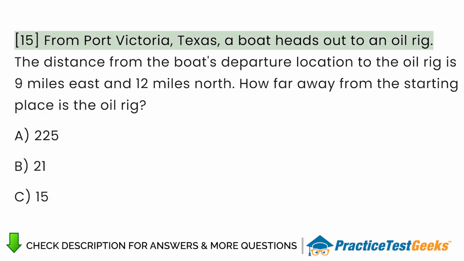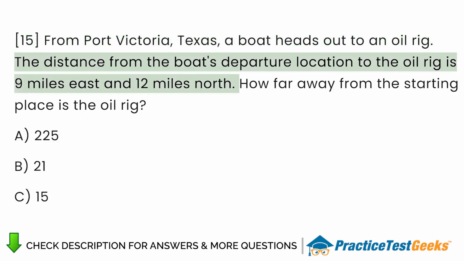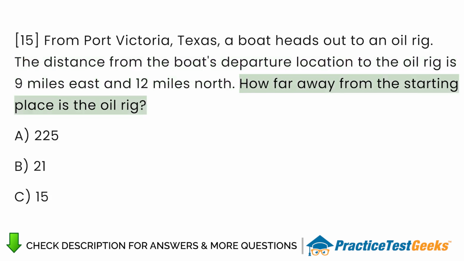From Port Victoria, Texas, a boat heads out to an oil rig. The distance from the boat's departure location to the oil rig is 9 miles east and 12 miles north. How far away from the starting place is the oil rig? A, 225. B, 21. C, 15.